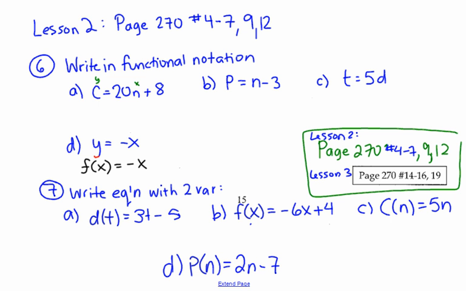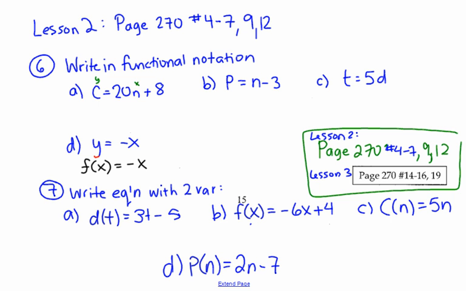If the variables are not x and y, instead of using f, we just use the variables given. The reason why we have f of x is we're basically saying that y is a function of x. x is the input, y is the output. y results because of x. So in our first equation here, we have c equals 20n plus 8. So c is a function of n. c is the output and n is the input.